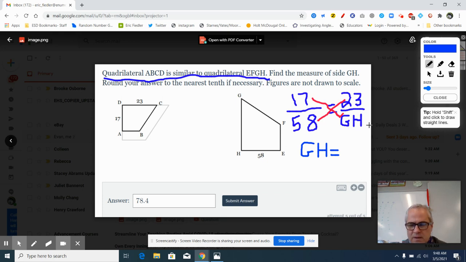They say round to the nearest tenth. So I would say 78. I don't know if you're going to see this because it's going to go off the screen here. 78.5. Oh, yeah, it shows up. And so that's what I get for the answer to that one.